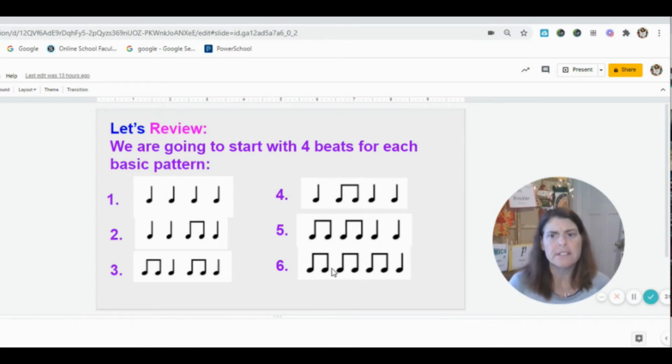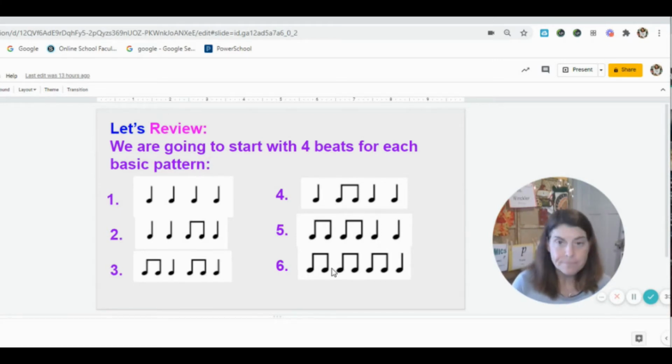And we'll go over those in detail. And number 4 pattern is ta, ti, ti, ta, ta. And that is counted 1, 2, and 3, 4. So good job. Number 5 is another easy, simple, basic pattern. And it's counted, or syllables are said like this: ti, ti, ti, ti, ta, ta. Or it's counted 1 and 2 and 3, 4.